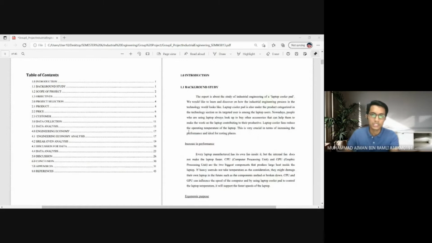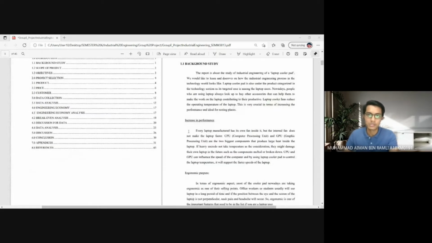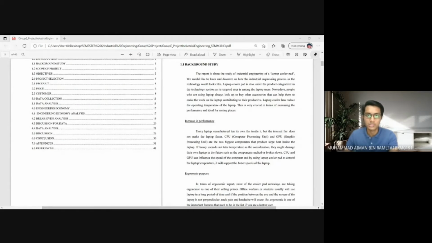So for the introduction, we have done some background study on our product, which is the laptop cooler pad. Why do we choose the laptop cooler pad? The first thing is because it is an electronic device that is so near to us as students. Laptop cooler pads have many advantages in the technology world nowadays. They can increase the performance of our laptop because they can reduce the heat generated from the CPU and also the GPU.